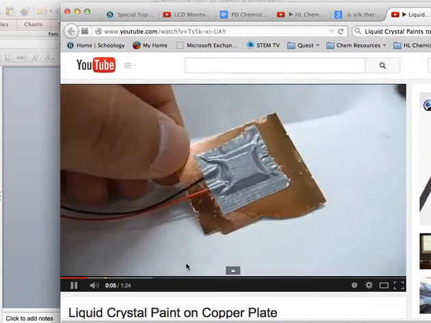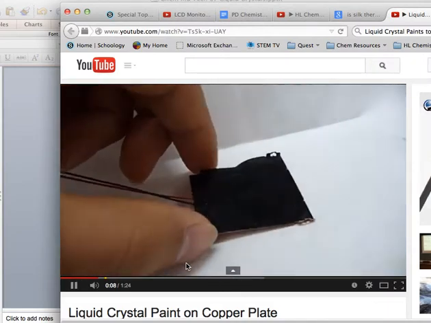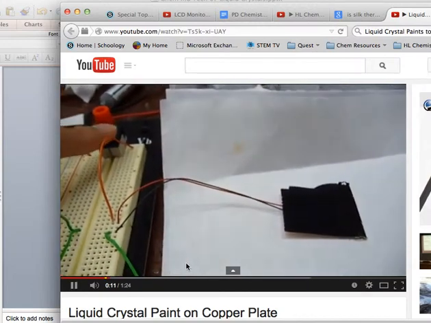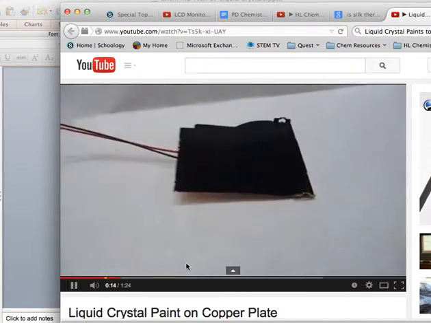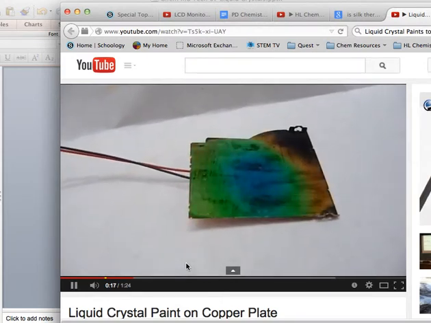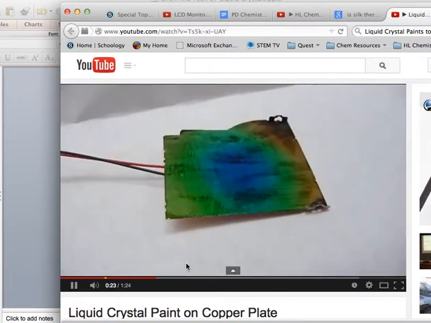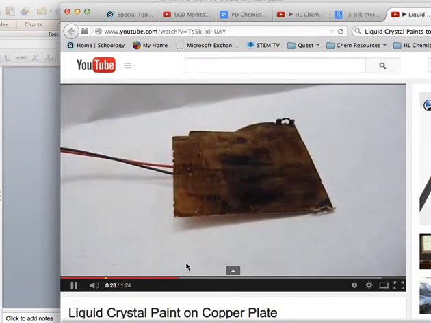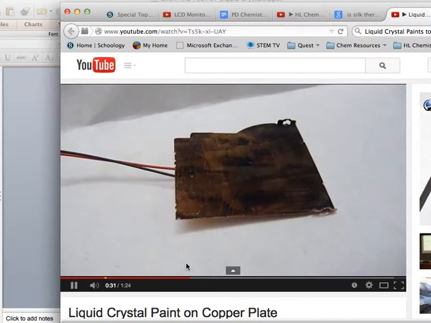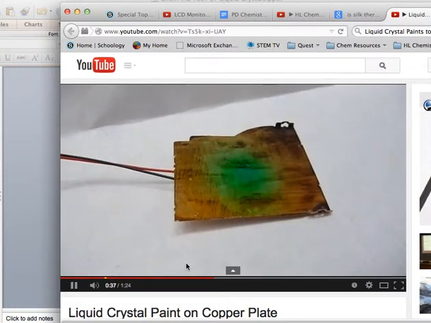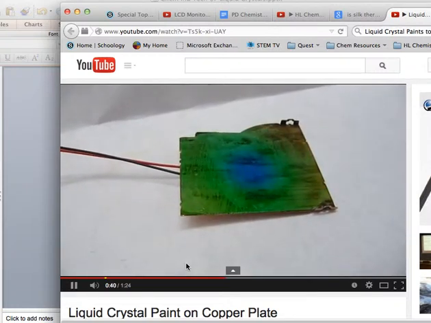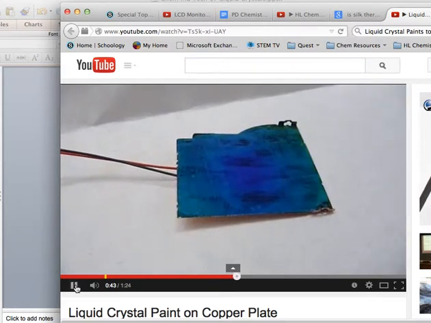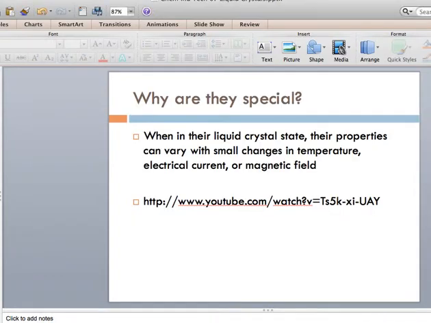And this is a liquid crystal paint that was placed on top of this copper sheet, and then they're going to heat it up by putting some electric current through it, and you can see the paint respond to it. This is the same type of molecule, I believe, that's used in those mood rings, if you've ever seen those. Okay, so that's that.